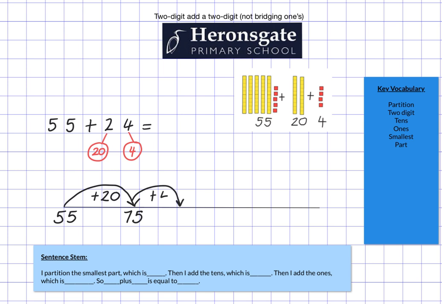Again, I'm going forwards on the number line because I'm adding. So I know 5 and 4 makes 9. So then my whole amount is 79. So 55 plus 24 is equal to 79.